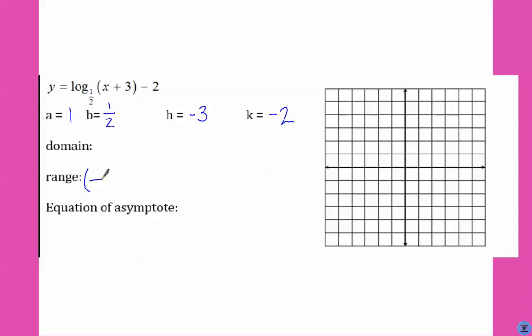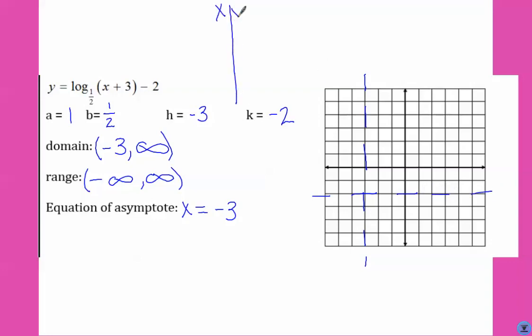We know our range is always going to be negative infinity to infinity, and our asymptote is going to be x equals negative 3. So our domain is negative 3 to infinity. Let's draw in our h and k boundaries. And let's think about what our chart would be.